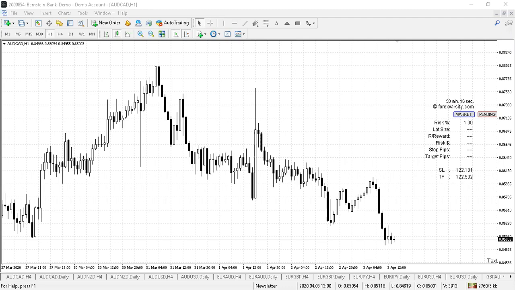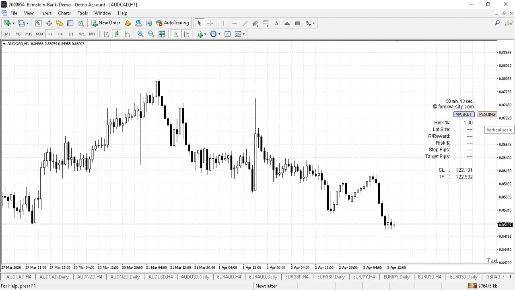So yeah, obviously, whenever you place a trade, there's three things that we have to bear in mind, or three levels. There's obviously an entry point, there's a stop loss, and a take profit.